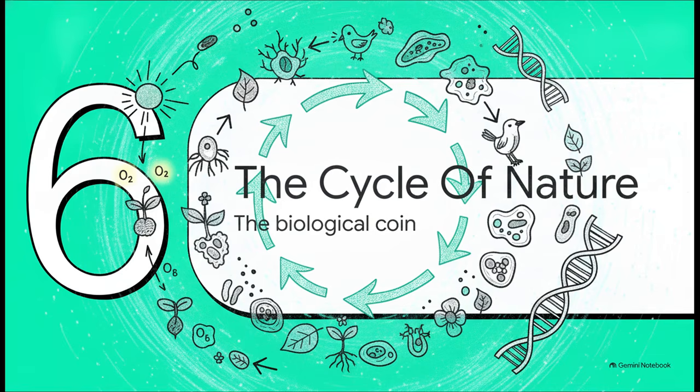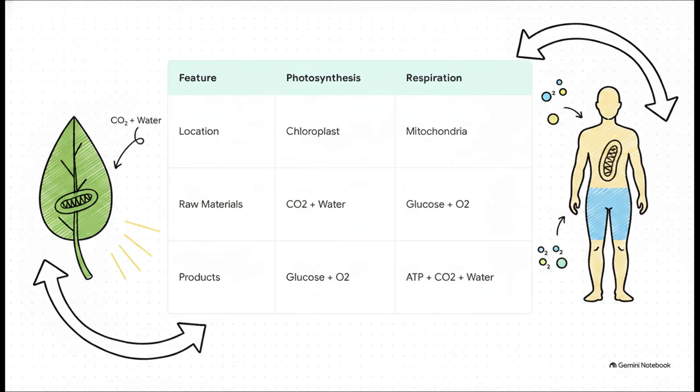To wrap things up, let's zoom out and look at the big picture: the cycle of nature and the biological coin. Let's step back from the microscopic view for a minute. See how this cellular factory fits into the wider natural world? Cellular respiration and photosynthesis are biological opposites. They act as a perfect, continuous cycle, entirely dependent on one another. If you look at this, you'll notice the raw materials for one are the exact products of the other. Plants use their chloroplasts to take in carbon dioxide and water to make glucose. Then we humans use our mitochondria to take in that glucose, output ATP energy, and return carbon dioxide and water right back to the plants.